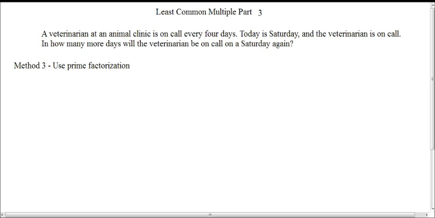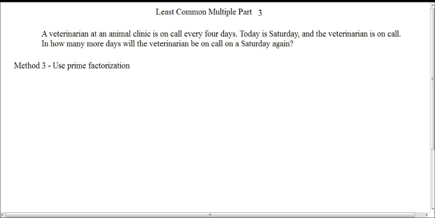Let's take a look at this final method to solve this veterinarian problem. So we've looked at just drawing a simple picture, which is a calendar, and then actually charting the days. That's a good strategy. Remember, drawing a picture is a very good option. If all else fails, drawing a picture, working the problem, I see nothing wrong with that at all. Second method, we said we would make a list of multiples for each number, like 4 times 1, times 2, times 3 and so forth, and 7 times 1, times 2, times 3 and so forth.